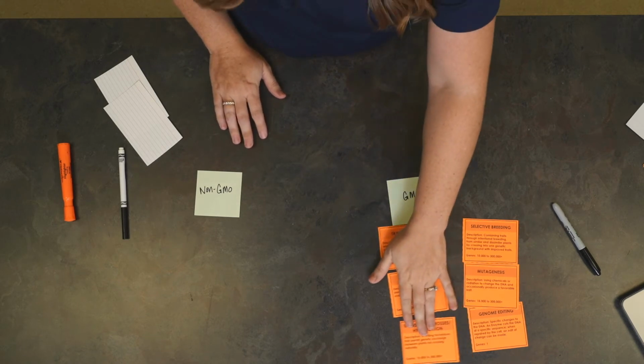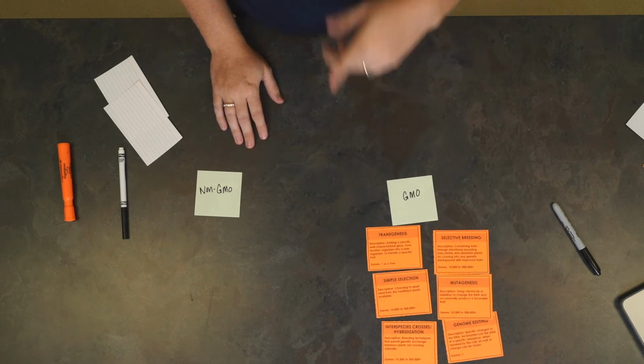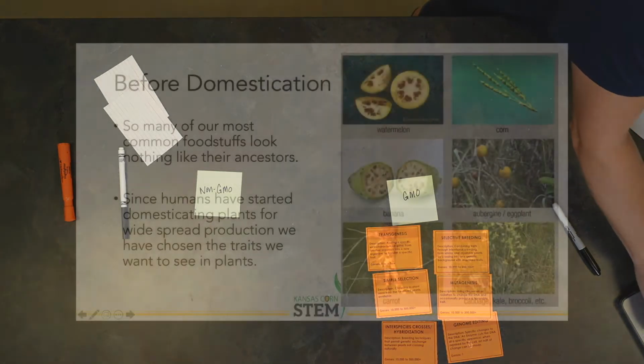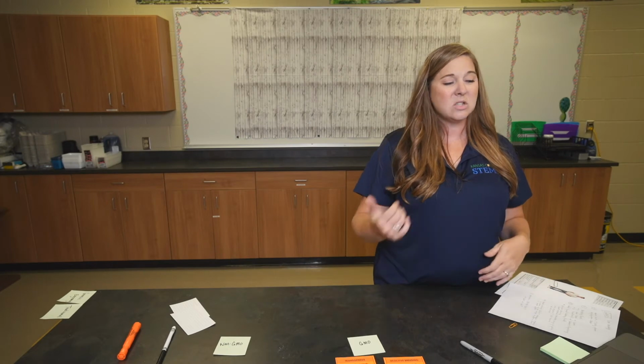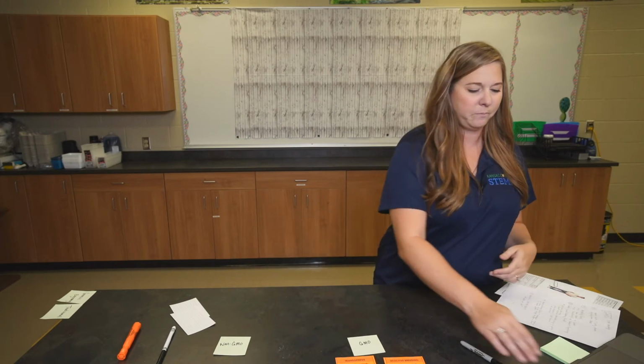Now, if your students are thinking, wait, that's not possible, direct them to this. Before domestication, a lot of the crops that we look at as common foodstuffs today look nothing like their ancestors. As we go through, you can have your students branch out and look up things like bananas or eggplants, even carrots and cabbage. As we have changed things, we have developed new traits and exaggerated those traits in what we come up with. My very favorite one to look at is, of course, the corn. Teosinte to corn is a huge journey.